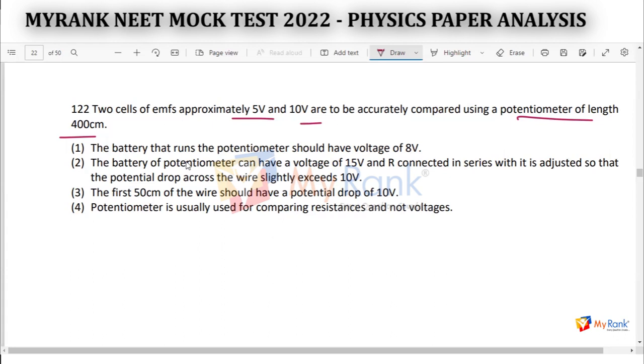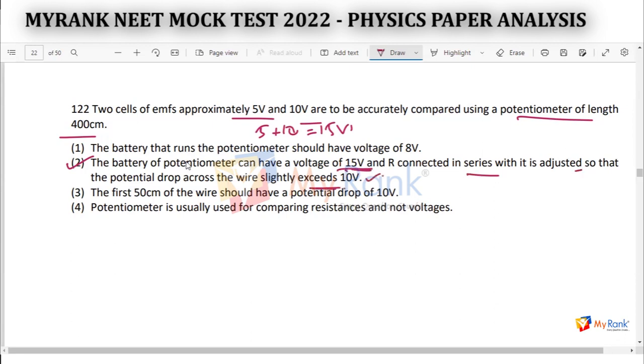So here I can say that the balance point can be obtained only if the potential difference across the wire is greater than the EMFs of the cells. While we are comparing the cells' EMFs, the potential difference across the wire must be greater. Otherwise, the balancing point cannot be obtained. So this option is suitable. The battery of the potentiometer can have voltage of 15 volts because 5 plus 10 is 15, right? So it can have voltage 15 volts.